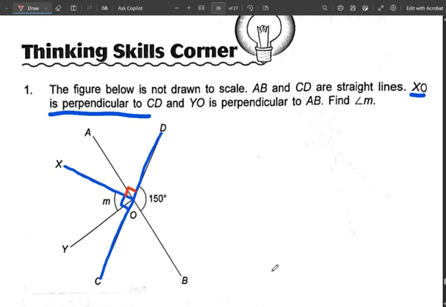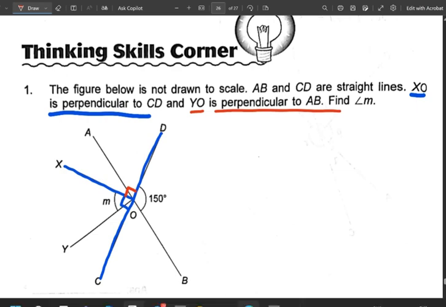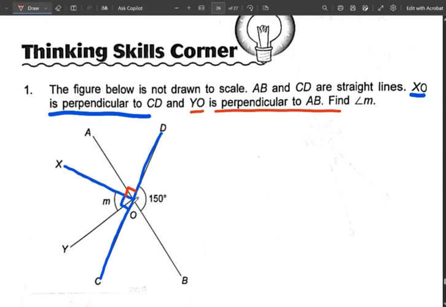Then I can actually find something else, right? They also say that YO is perpendicular to AB. Where is YO? YO is over here, Y to O. Where's A to B? A to B is over here. So there is another right angle over here. YO over here, AB is over here. This is also another right angle.